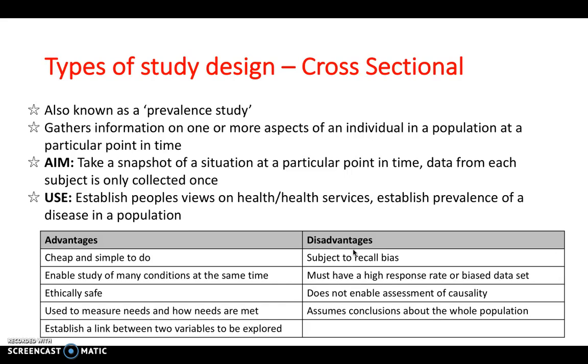The advantages of a cross-sectional study is that they are cheap and simple to do. They're ethically safe, and they enable study of many conditions at the same time, because you're just taking one snapshot. However, they are subject to recall bias, because you're asking people about their experience. We'll cover bias later on. But as well, remember these cross-sectional studies, they must have a high response rate, otherwise you get a biased data set as well.